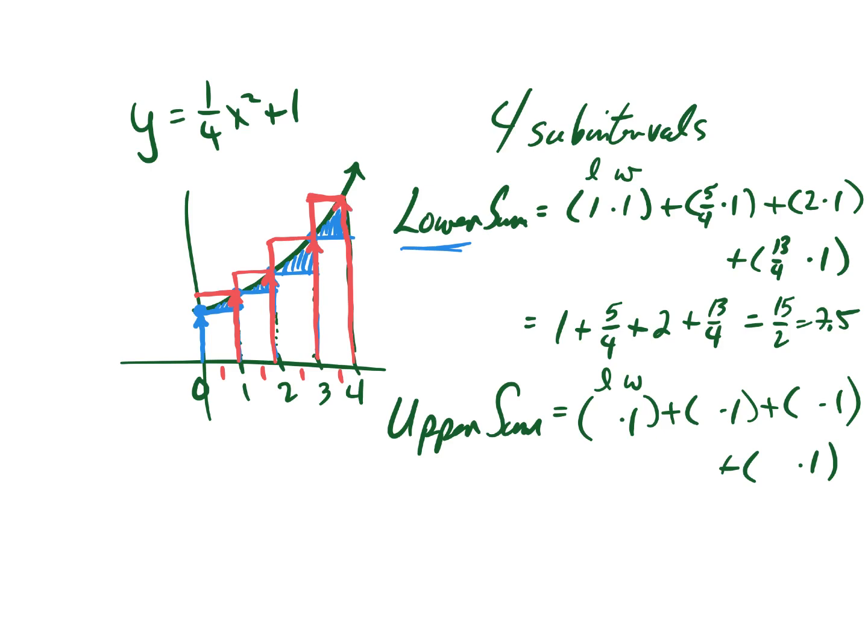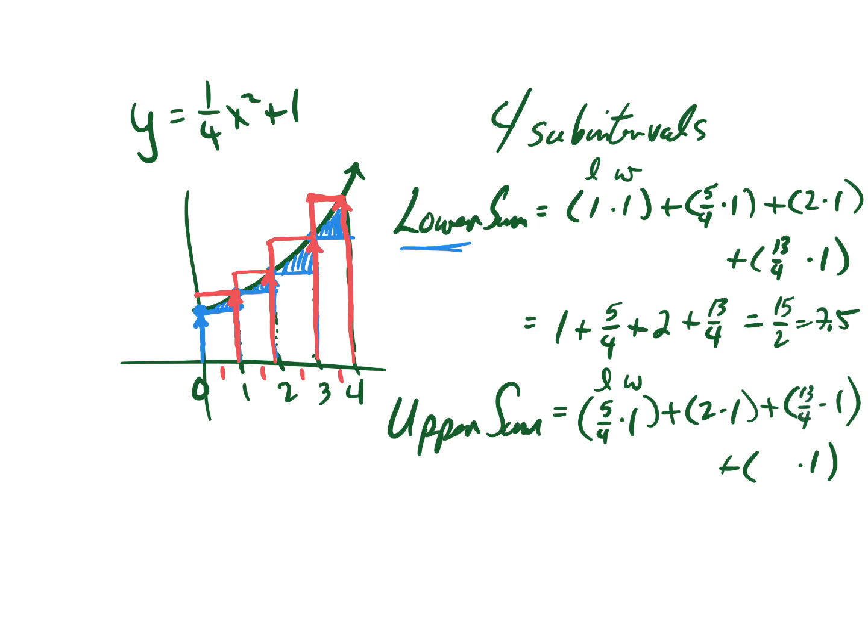And so we're going to put in those numbers, 1, 2, 3, and 4, into the original function to get the lengths. So now the length of the first rectangle that I've outlined in red is going to be 1/4 times 1 squared plus 1. So it's going to be 5/4. For the second rectangle, we use the number to the right, so that's a 2. So 1/4 times 2 squared plus 1 is going to be a 2. For the third rectangle, we use 3. So 1/4 times 3 squared plus 1 is 13/4.